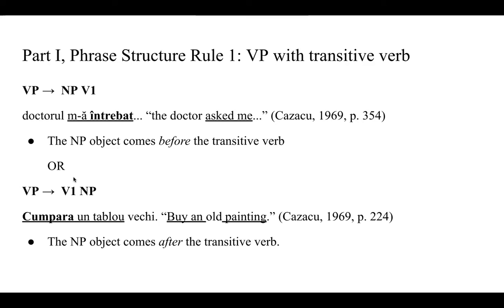However, the transitive verb can also precede the noun phrase in the verb phrase. In this example, cumpara un tablu vechi, buy an old painting. The noun phrase un tablu comes after the transitive verb, cumpara.